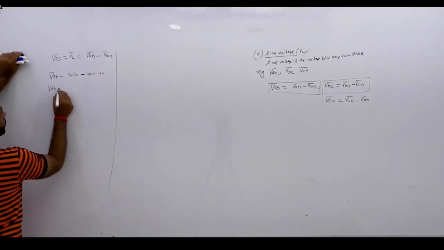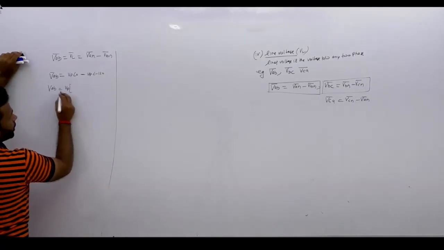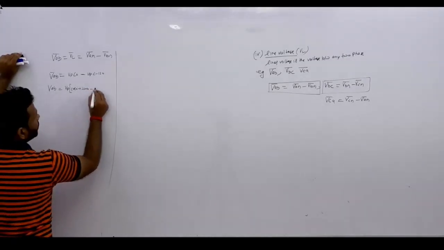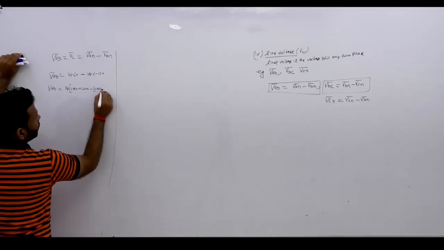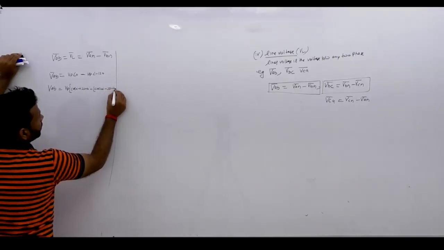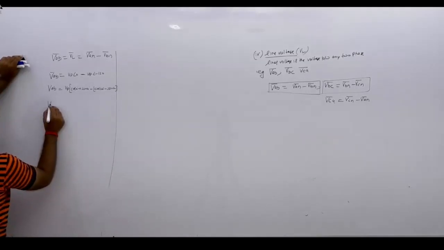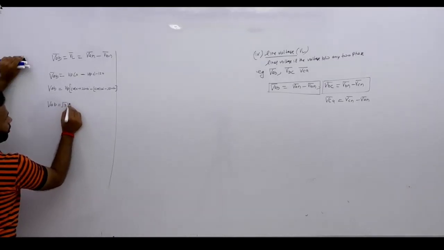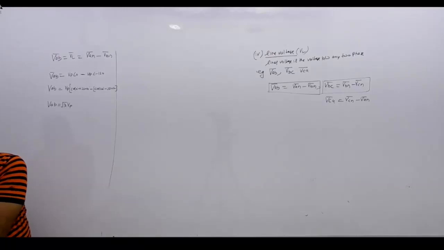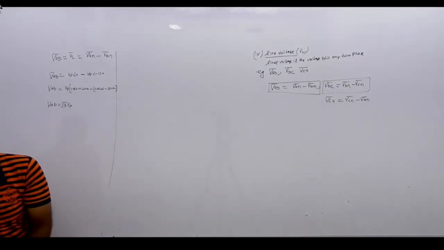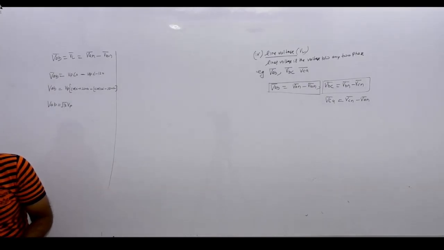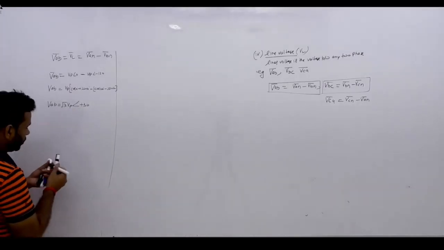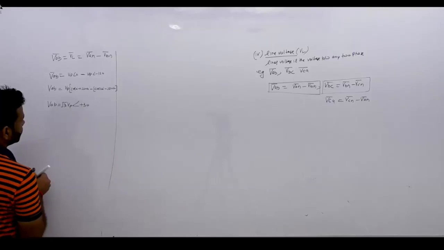So VAB equals VP taken outside, cos 0 plus j sin 0, minus, which is already there, so it becomes cos 120, but minus j sin 120. So if you solve this, VAB equals root 3 VP, and the angle of the first line voltage VAB comes out to be 30 degrees. I'm just marking these voltages because we have to draw some conclusion from them.